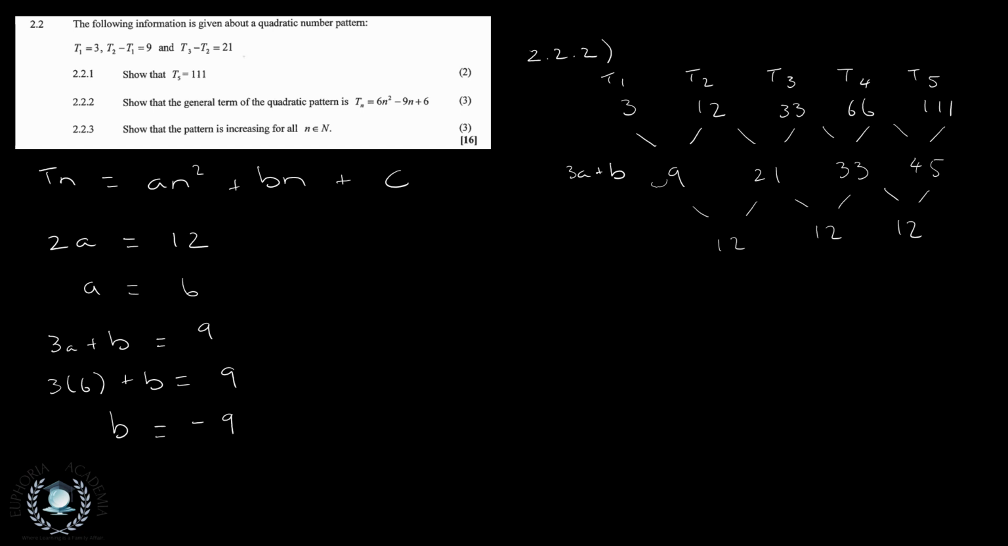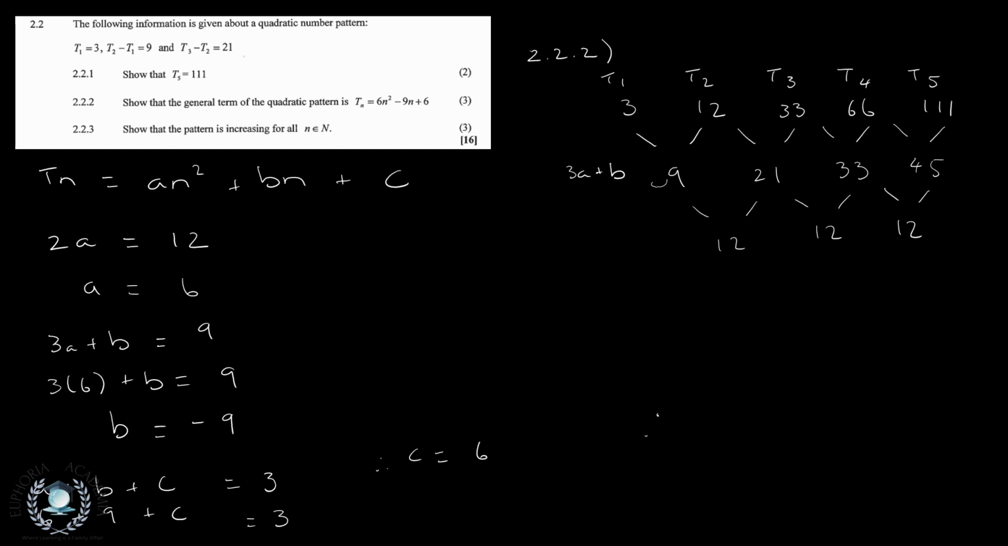Now we also know that term number 1 is equal to a plus b plus c. That should give us 3. So when we substitute what we have, a as 6, b as -9, and we don't have c, that is equal to 3, all of it. So 6 minus 9, that is -3. We have to take it to the right hand side, so we're going to add a 3. So therefore our c is equal to 6.